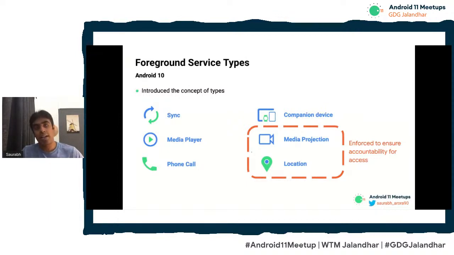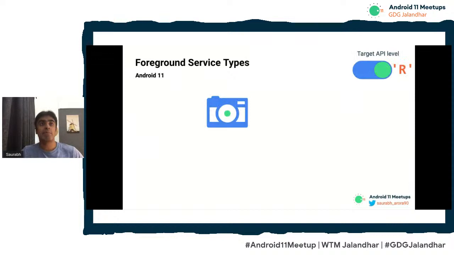And now in Android 11, that explicit definition includes camera. So if you want to access camera information using a foreground service, you have to mention it in the manifest that this service is going to access camera, so that the system can let the user know via notification that there's a service running in the foreground which is accessing the user's camera. So over here, I do foresee a few changes for developers.